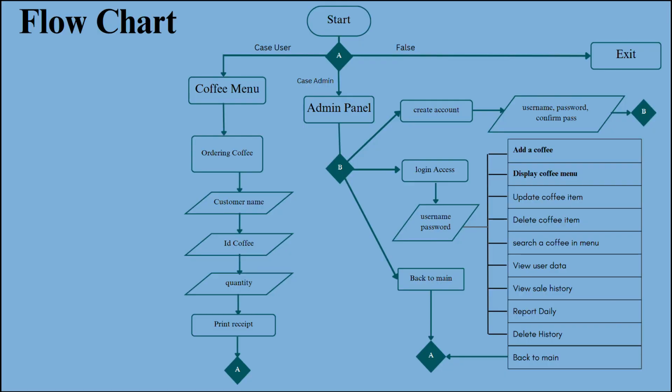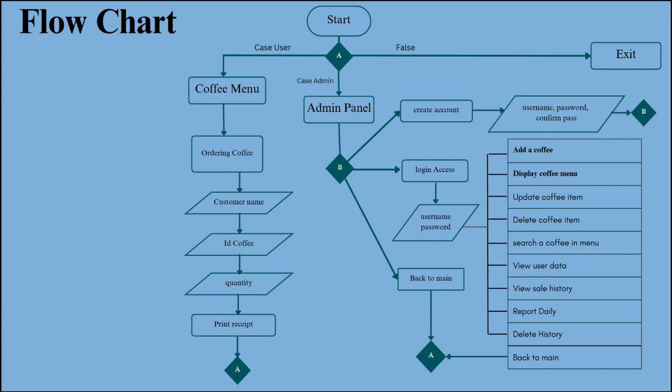So when the program starts, it will go to part A. It will show you coffee menu, admin panel, and exit. When we choose coffee menu, it will take you to ordering coffee. When we order coffee, the system needs the customer to input their name, ID of coffee, and the quantity that they want to buy. If the customer finishes the ordering, it will print the receipt for you. Then it goes next to part A again.